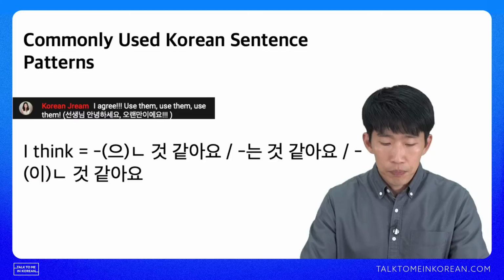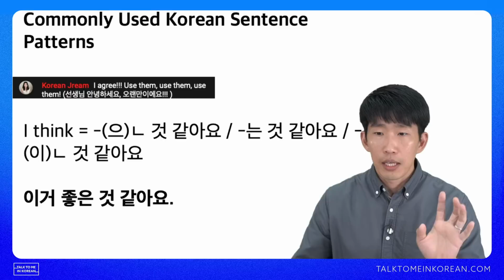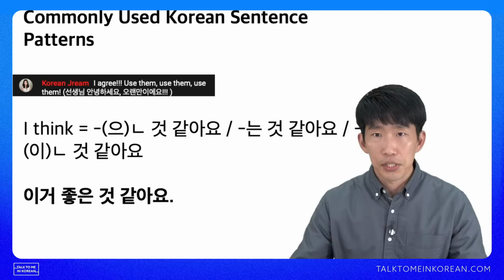For example, 이거 좋은 것 같아요. Okay, I think it's good. So if this is too advanced for you right now, don't worry, we'll break things down. We'll break down every sentence that we form together. So I think this is good.